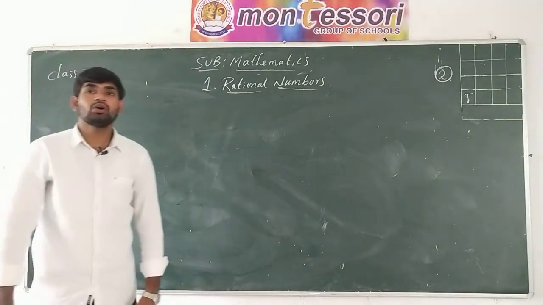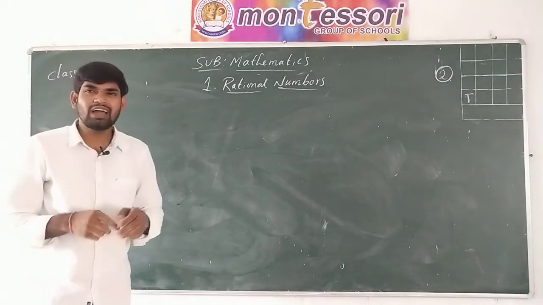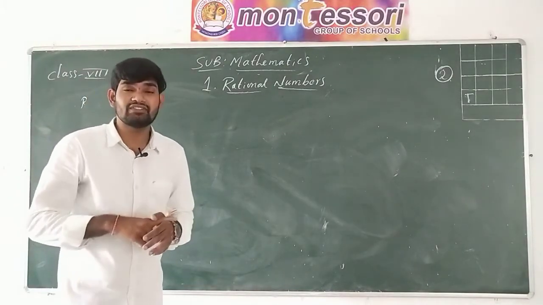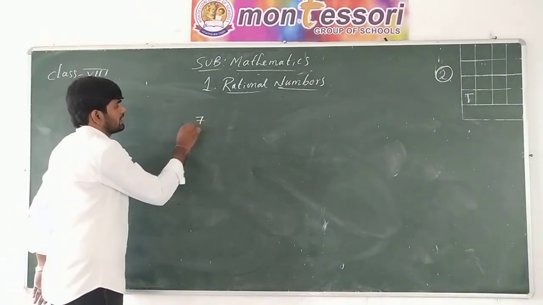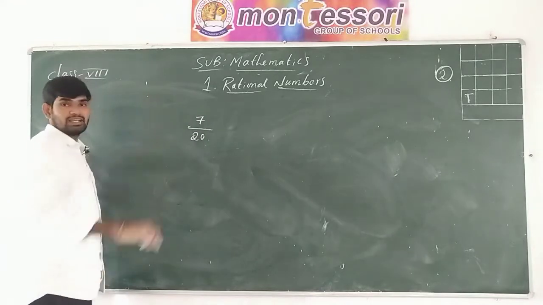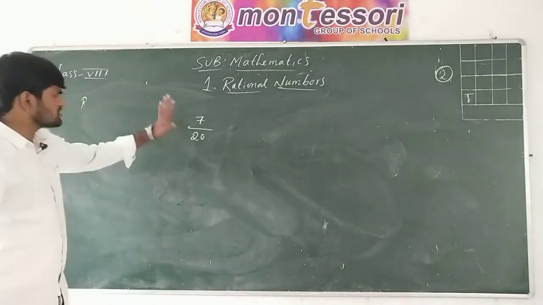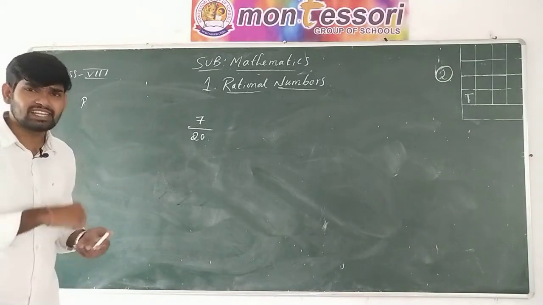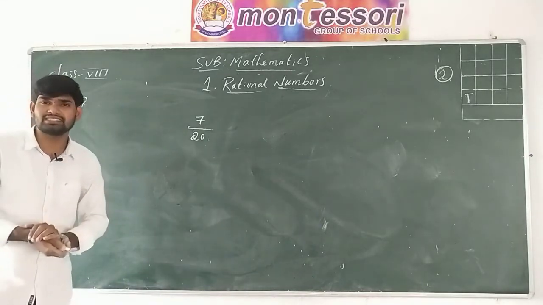Okay, till now I explained the examples of rational numbers. Now I want to give one more example. Let us discuss whether it is a fraction or a rational number. The example is 7 by 20. This is the last example, to say whether it is a rational number or not, or some other kind of number. Now 7 by 20, what do you say about this number? Is it a rational number or a fraction? I will say it is a fraction as well as a rational number.